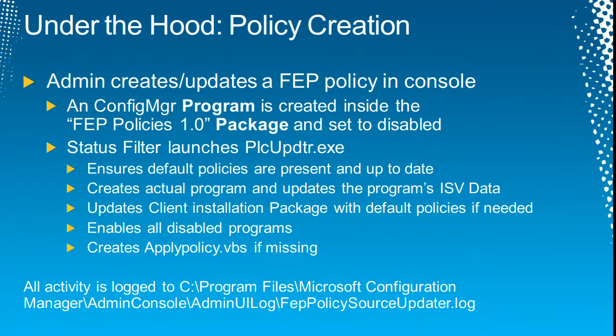So it updates the client installation package with the default policies if needed. If you've modified the default policies, it's going to update the client install package. Important thing here, it updates this package. It causes it to resync and re-replicate to all your distribution points. Those policy programs that we created earlier and set to disabled, at this point, they're set to enabled. And there's a script called applypolicy.vbs that is executed on the client. This is how we actually apply policy. If it's not present, it's created.